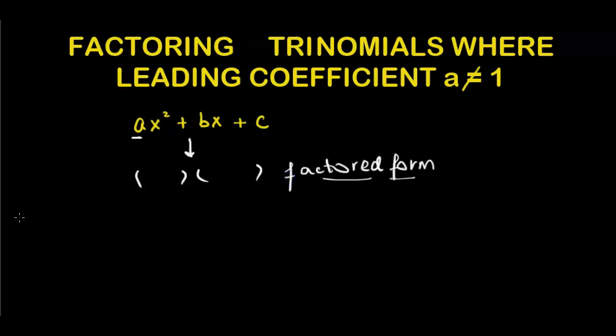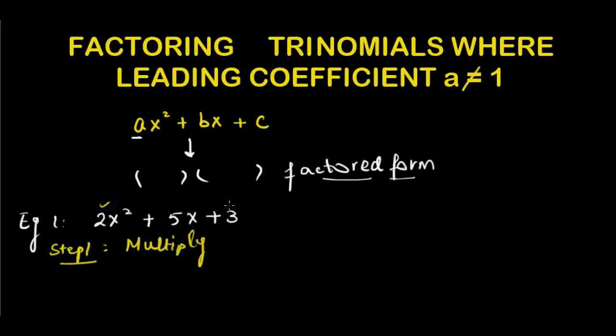Let's take up the first example. Let's say we have to factor a very simple trinomial, 2x squared plus 5x plus 3. Now we notice here that the a value is not equal to 1. So what is the first step? Multiply a and c. a is this, c is this. For this example, it's 2 times 3, which is 6. We basically have to get the product ac in the first step.